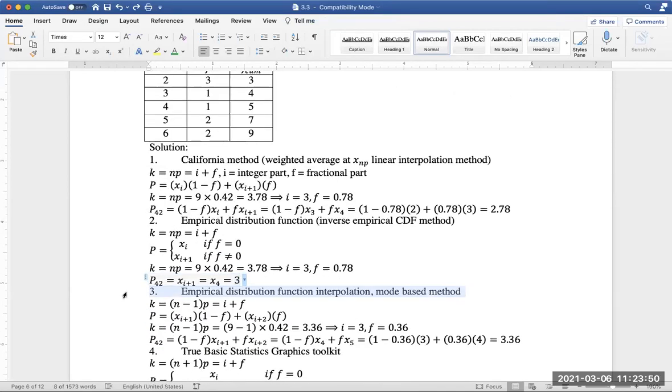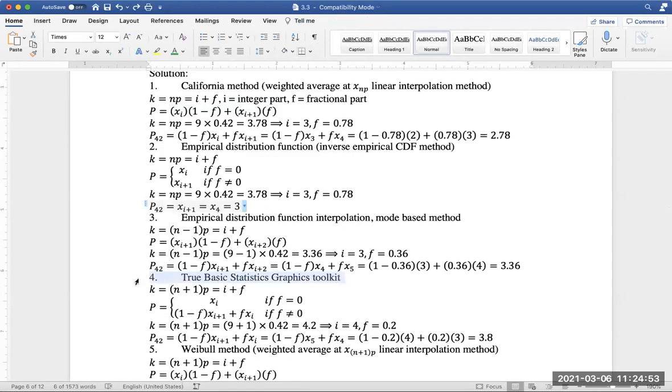The empirical distribution function interpolation mode-based method. So let K equal N minus 1 times P, so 9 minus 1, 8 times 0.42, 3.36. So we have the number in the next position. So I'll take the complement of 36%, 64% of the number in the fourth position, plus 36% of the number in the fifth position. The number in the fourth position is 3. So 64% of 3 plus 36% of 4 is 3.36.